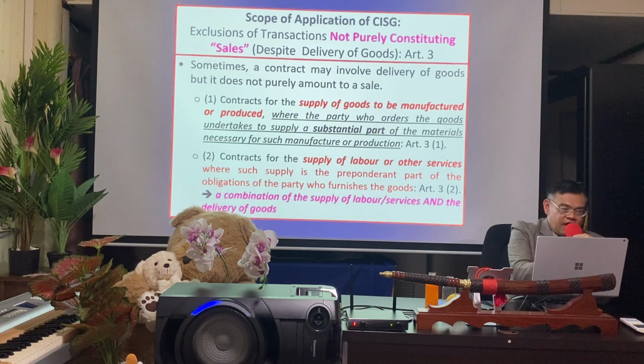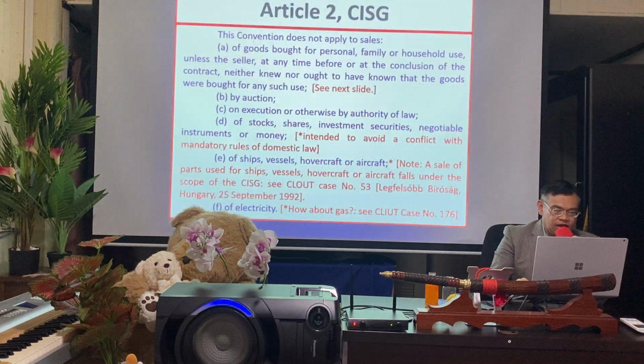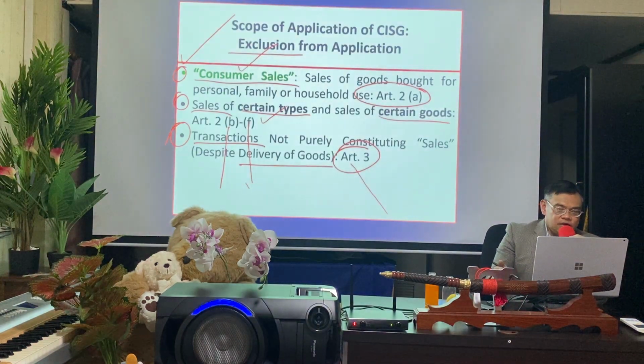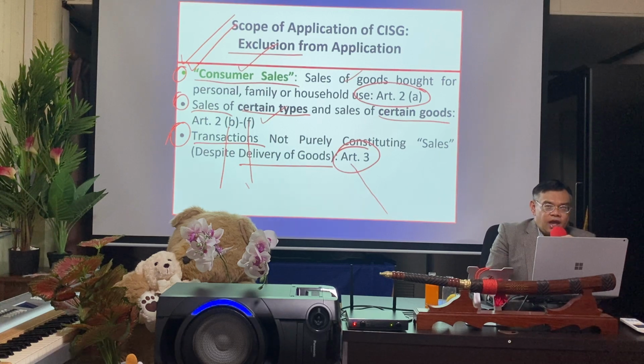Now we come to exclusion number 2. If we go back to this slide, we can see that we have the exceptions or the exclusions from the application of the CISG. We have seen the first exclusion, i.e. that a consumer sale is not governed by the CISG. Consumer sales are placed outside the application of the CISG.